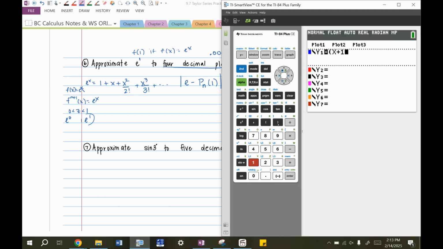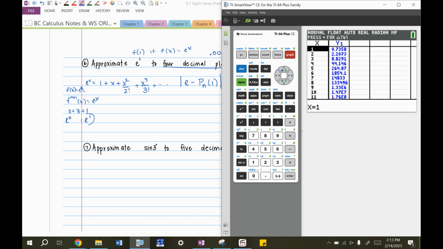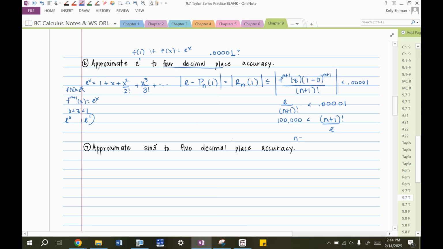So n plus 1 factorial divided by e. And I'm looking on my table for when that gets bigger than 100,000. Sorry, I'm used to 1,000. It looks like n equals 8 is what we need. So this is true for n equals 8.